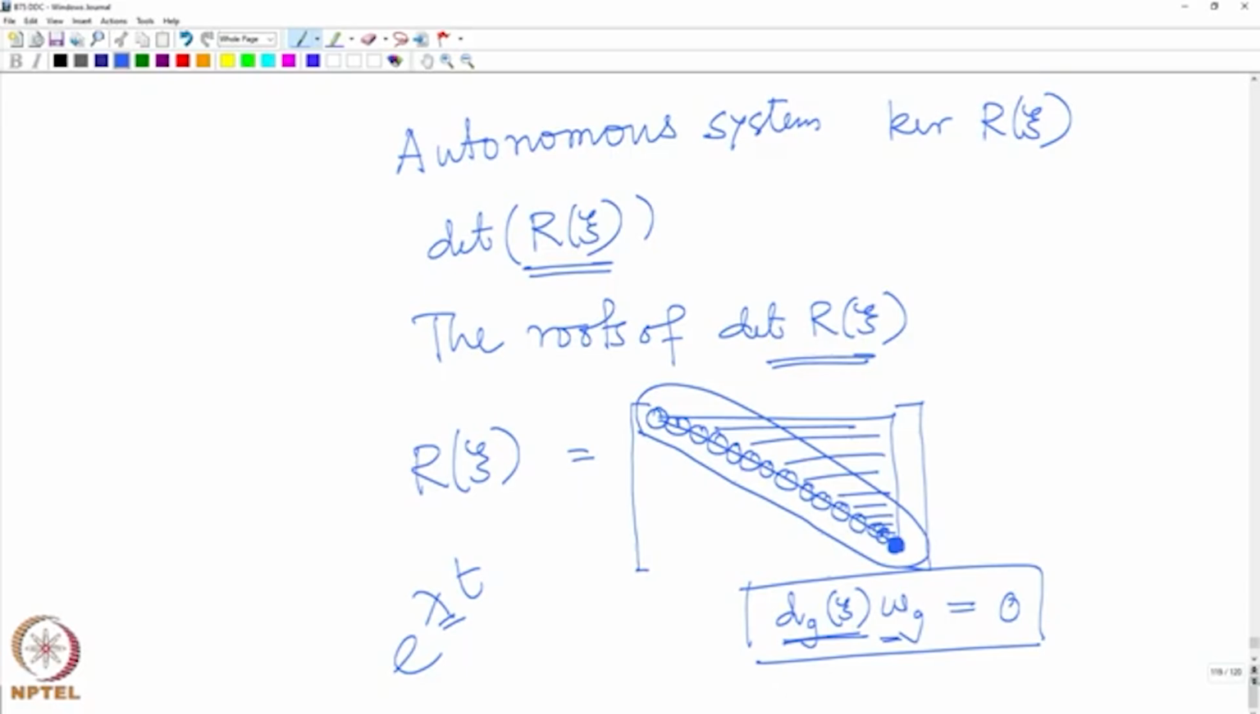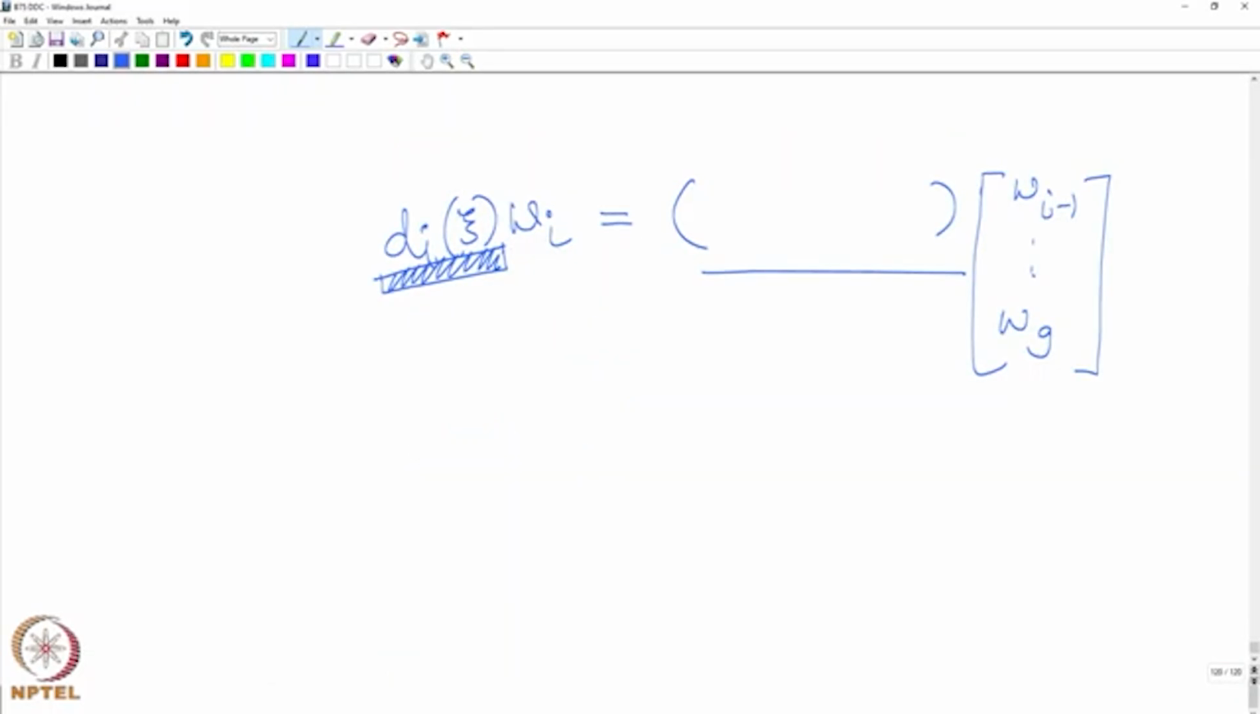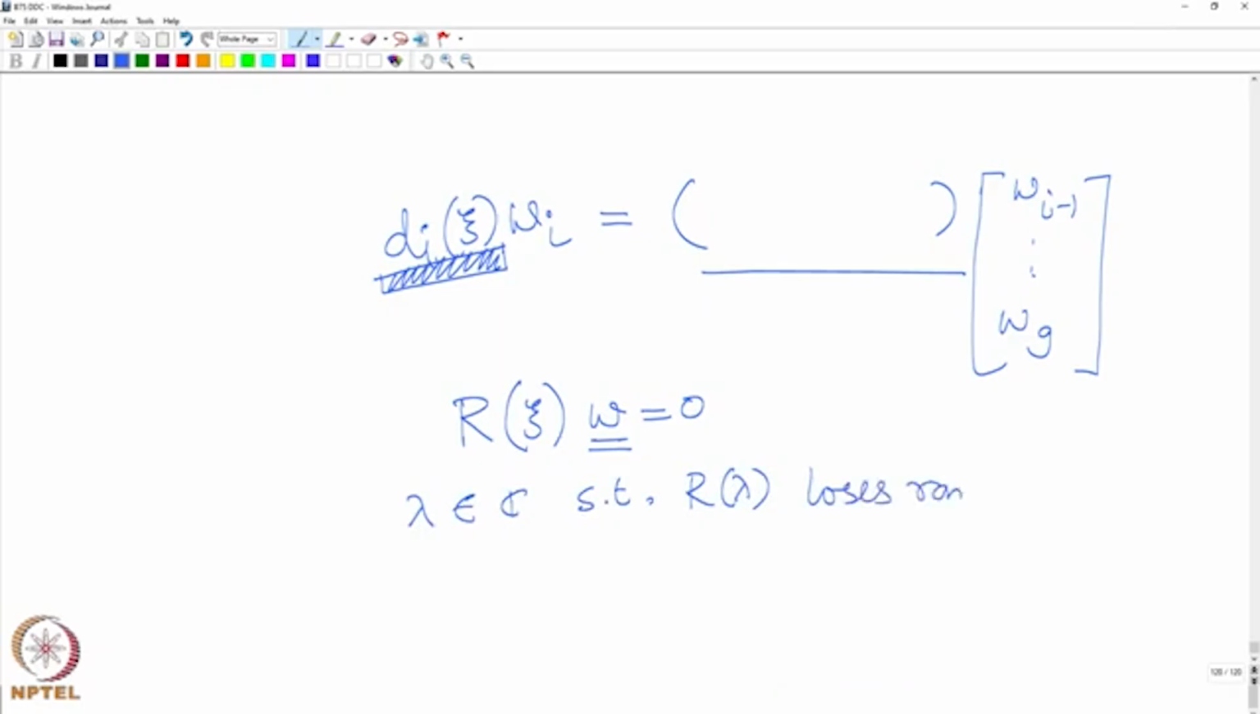There is another easier way of understanding why this is happening, because essentially what we are trying to do, like before, is look at R(ξ)w equal to 0. To get solutions w, all I need to do is find a complex number lambda such that R(lambda) loses rank. And for which complex number lambda does R(lambda) have lesser rank than its size? Those are precisely the roots of the determinant of R(ξ).